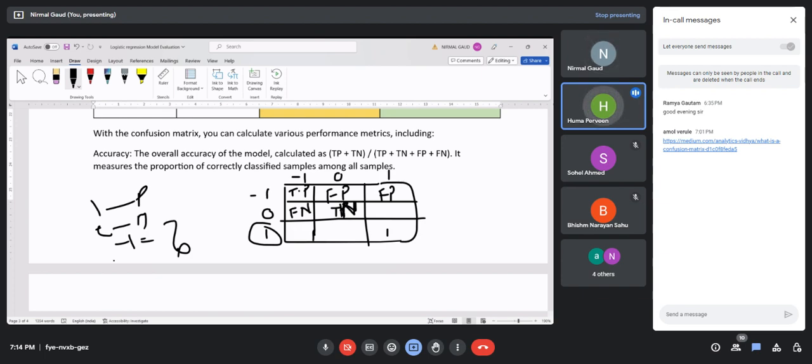If there are more than three classes, the same rule will apply. So these are also entered as false negative. The rest will be true negative, zero zero is true negative.